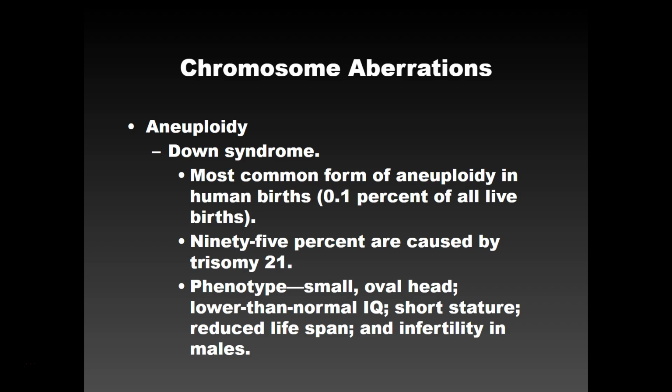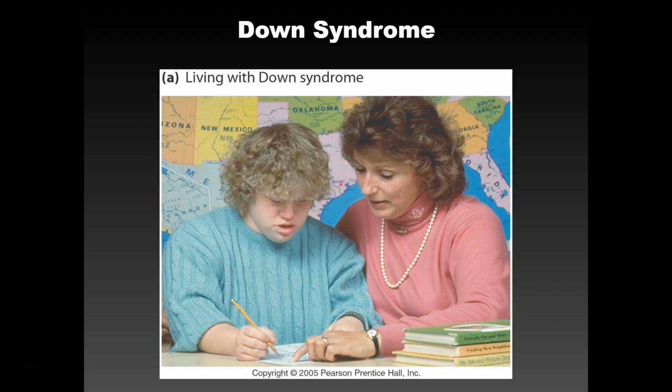A very common form of this is Down syndrome, 0.1% of all births, so it's not all that common. Most cases of Down syndrome are caused by trisomy 21, meaning you have an extra 21st chromosome. These people usually look a little bit different, usually have a lower IQ or are kind of shorter. Males who have Down syndrome are typically infertile. They live a shorter lifespan.